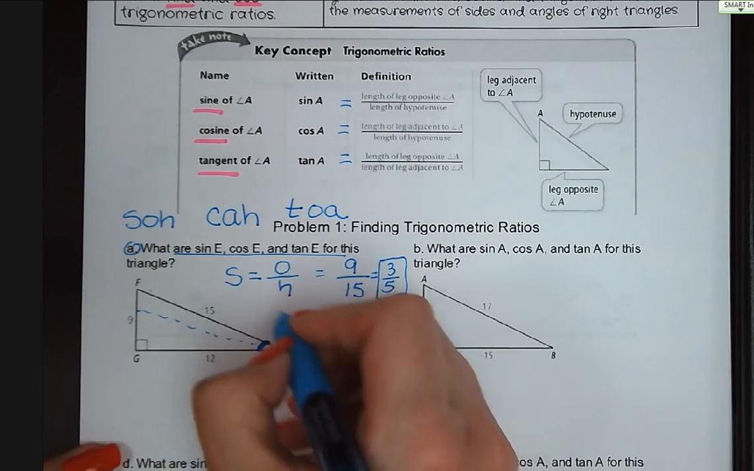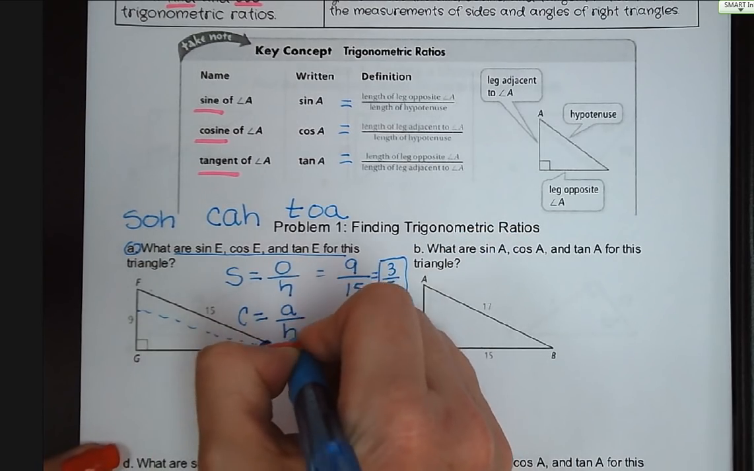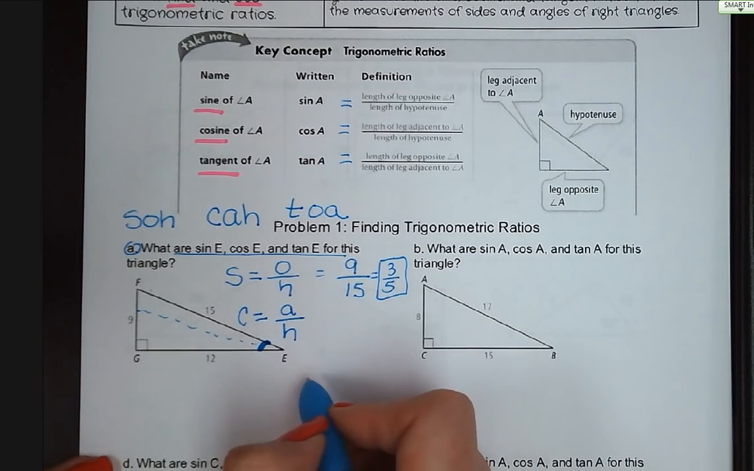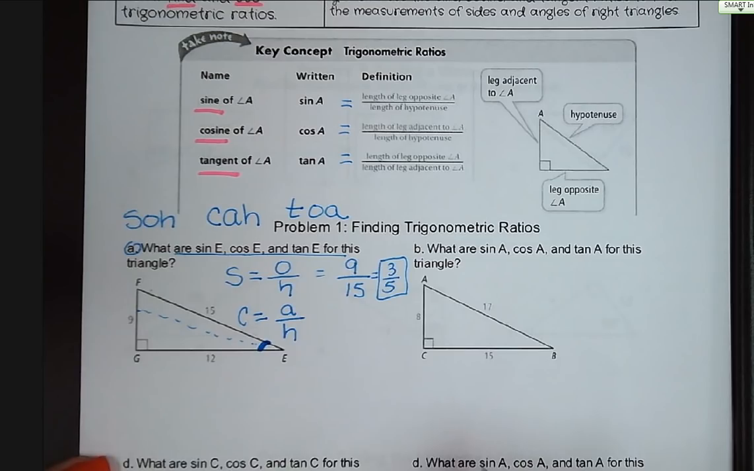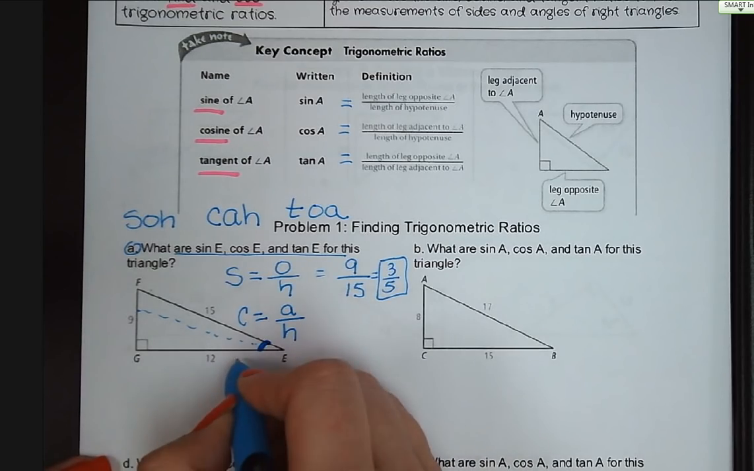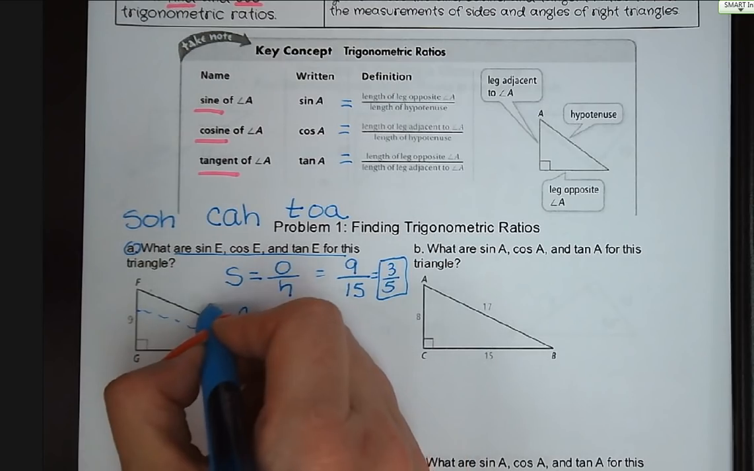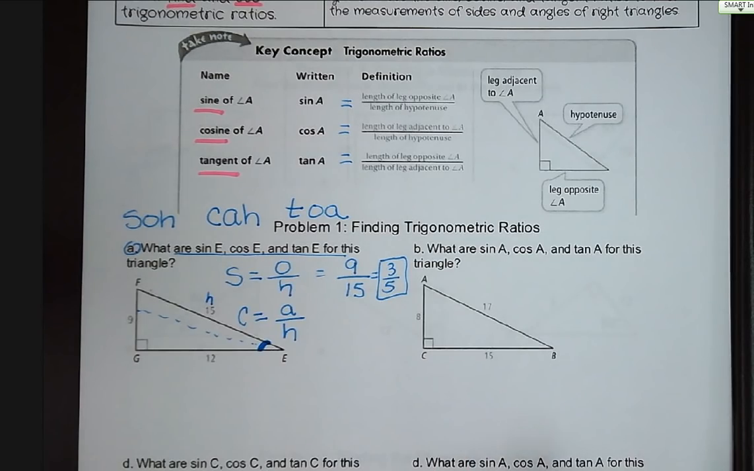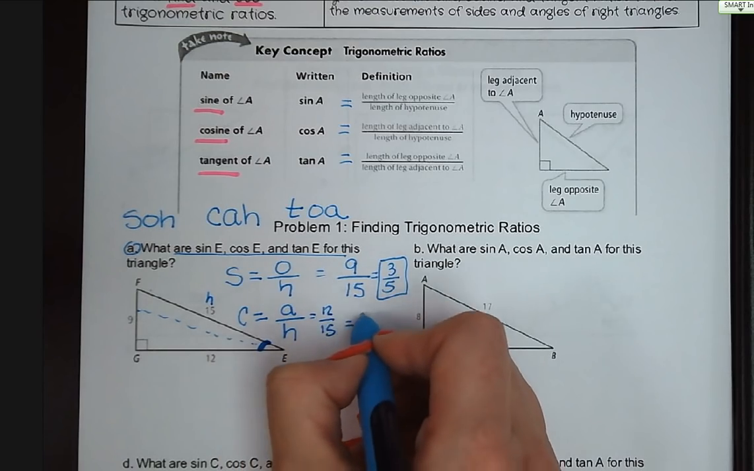Cosine of E is going to be equal to the adjacent side over the hypotenuse. The adjacent is the one that has the right angle. Remember, it's the adjacent leg over the hypotenuse. That's why we use H for hypotenuse. So we have 12 over 15, which is going to give us 4/5.